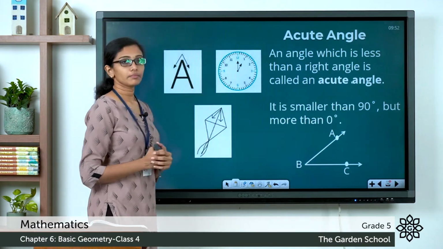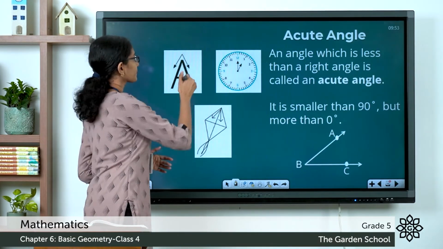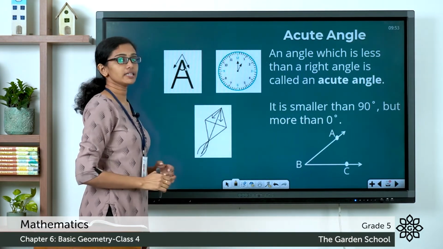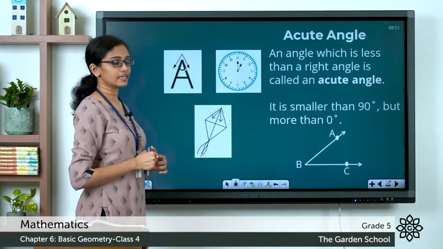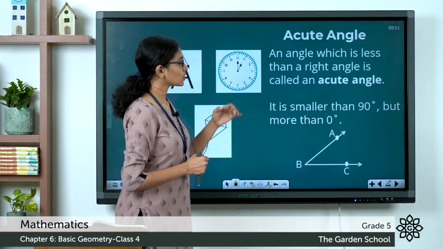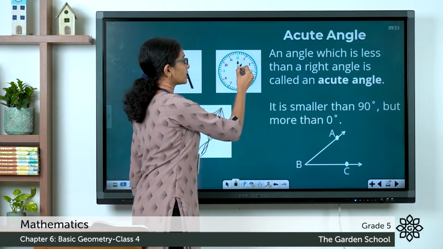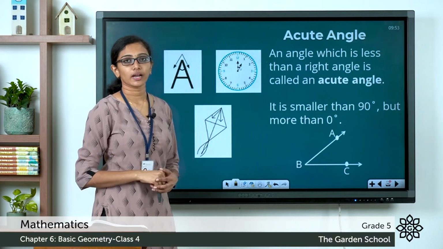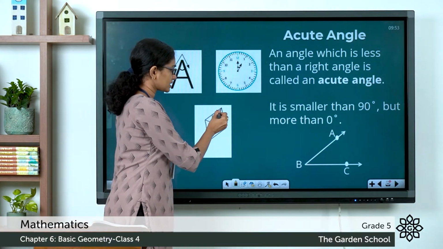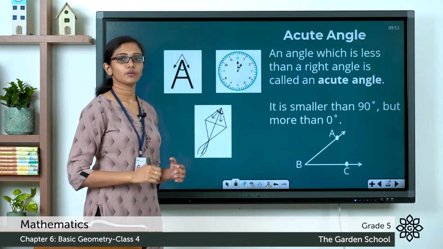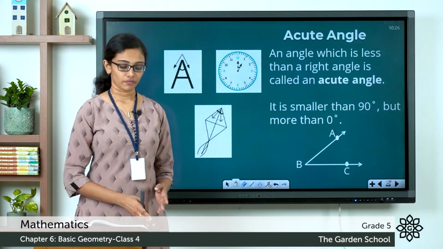You can see some real life examples here. Look at the English letter A here. Now, the angle formed between these two lines will be an acute angle, which is more than 0 degree but less than 90 degree. And look at the hands of this clock. The angle between the hour hand and the minute hand, the angle formed here, will be an acute angle. And the angle between these lines of a kite will also be acute angles. We'll see the next type of angle.